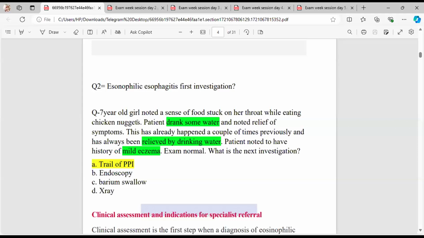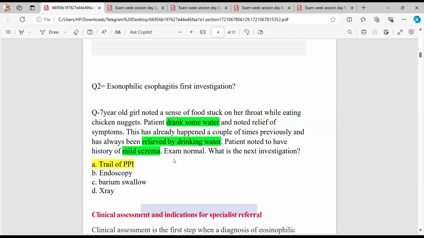They are saying next investigation. Here we are confused whether it is eosinophilic esophagitis or globus sensation, because here they are asking for investigation, but sometimes they ask the diagnosis as well. So doctors, this is eosinophilic esophagitis.